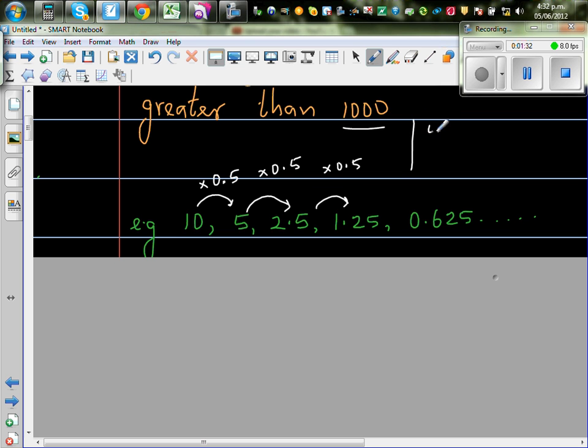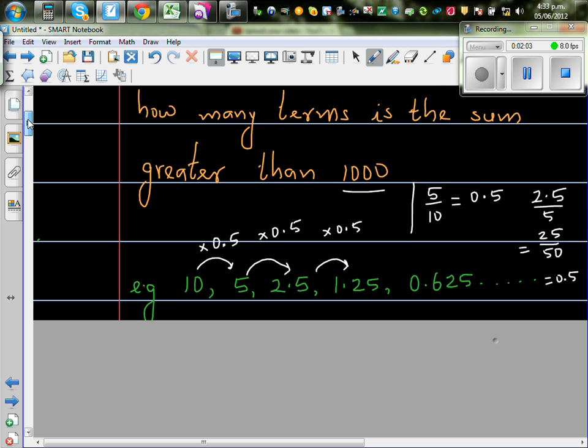So what do I mean? Suppose you go 5 divided by 10, this is the ratio between consecutive terms, which is 0.5. So if you go 2.5 divided by 5, 2.5 divided by 5 is the same as 25 over 50. And 25 over 50 is half, which is 0.5. I hope you understand that. So this type of sequence where you've got a common ratio, that's called a geometric sequence.